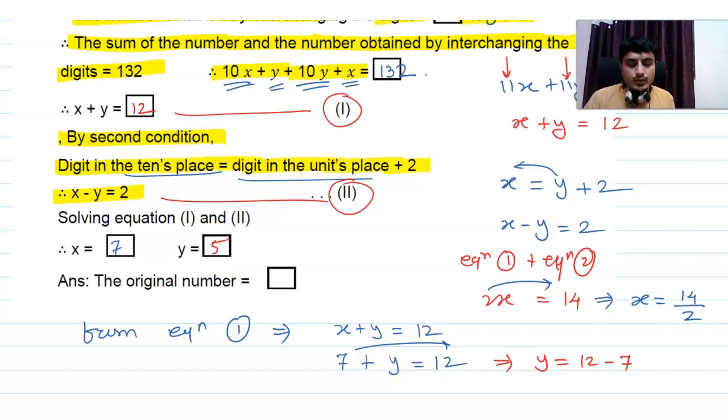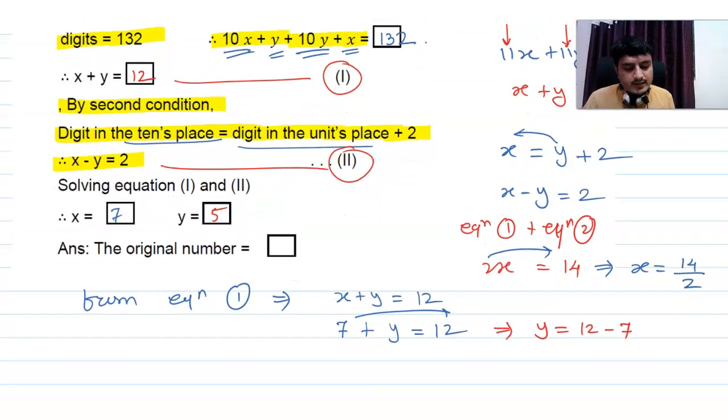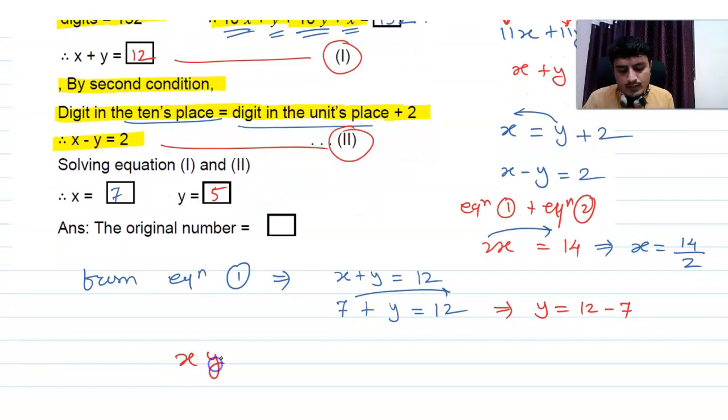So what about the 2-digit number? We assumed at start the 2-digit number is xy. x is at tens place and y is at unit place or the ones place. Now the value of x we have 7, the value of y we have 5. So the tens digit is 7 and the unit or ones digit is 5. So the original number we have is 75.